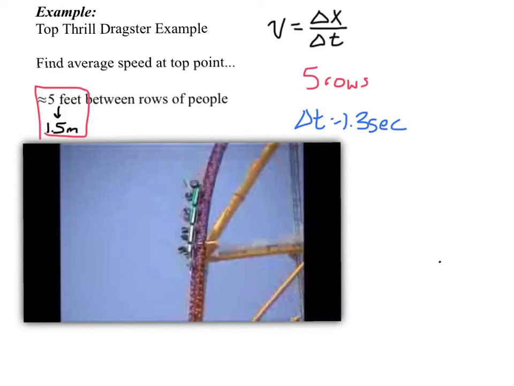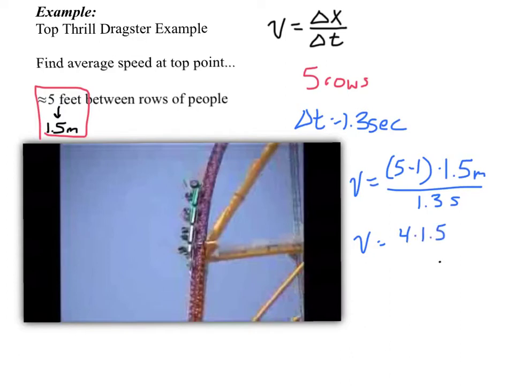Okay, and you can see the rows a little bit better up here. So the idea is if we want to find our velocity, we'll take our 5 rows minus 1 to get the number of spaces between those rows. The length of that space is 1.5 meters, divided by my 1.3 seconds for the time at the top. So at the top, it is going 4 times 1.5 meters, divided by 1.3 seconds, and that would give us 6 meters per 1.3 seconds.